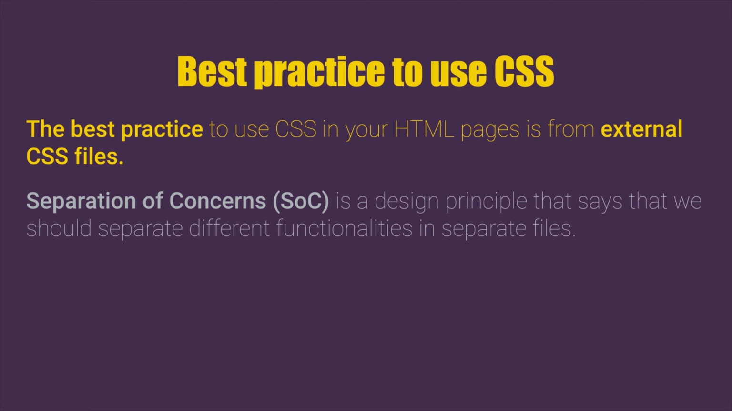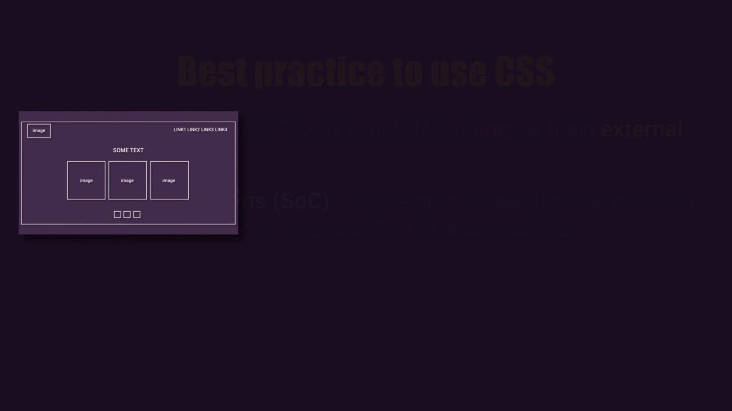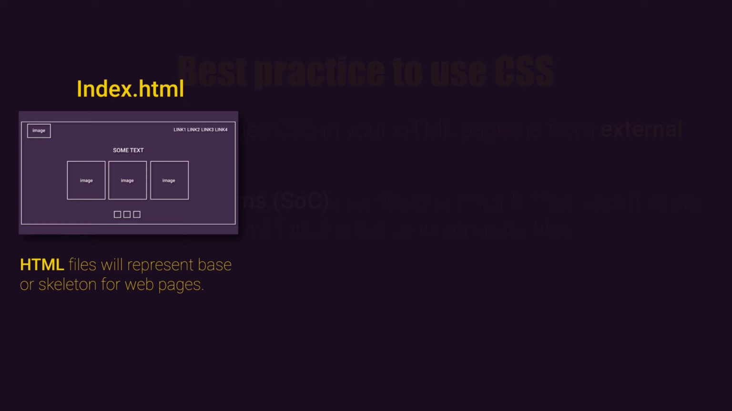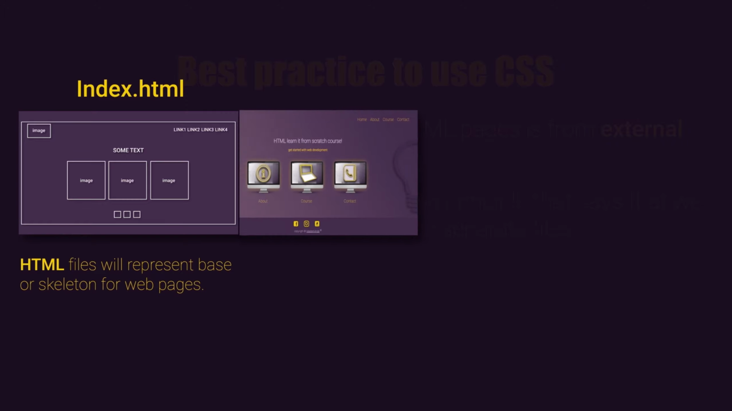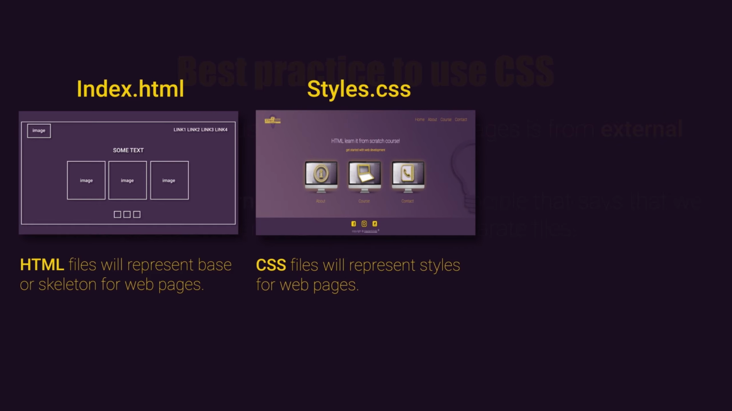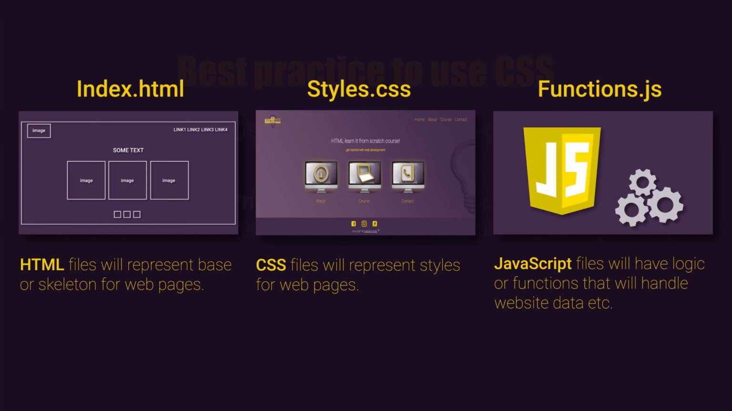So what does this actually mean? When we build our website, we should separate HTML documents that will represent the structure or basic skeleton of our web pages. Then we should separate CSS files that should apply styles on our HTML pages. And once we start working on some advanced features like data processing or anything like that, we should create separate JavaScript files with JavaScript functions that we will use for our HTML documents to do data processing or anything like that.